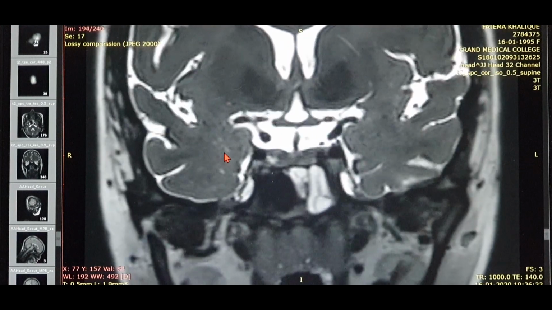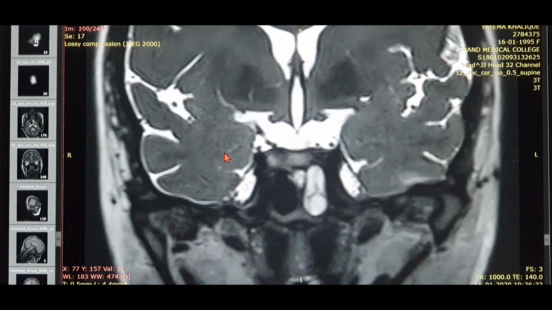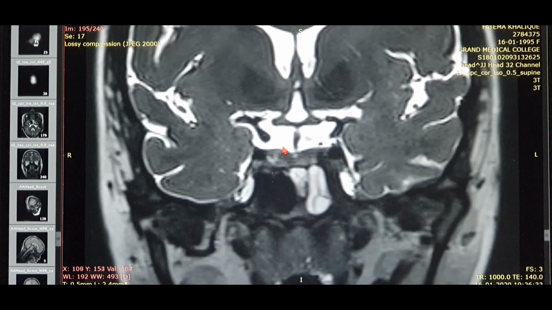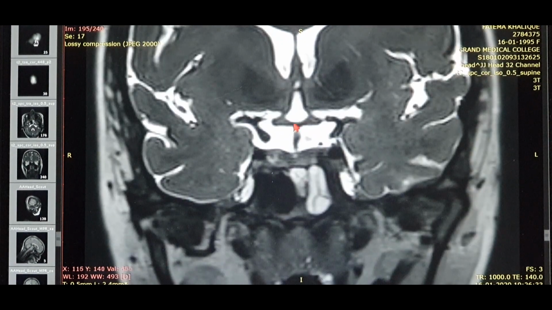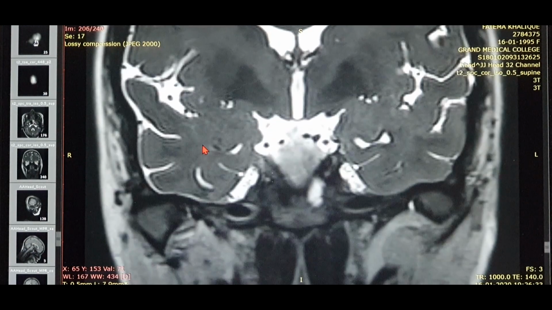Okay, so yeah, that's the sphenoid, that's the cavernous. You can see the pituitary gland very clearly. You can see this is the third ventricle. Okay, that's the lateral ventricle, that's the third ventricle. You can see over here it's a pituitary gland. You can see the pituitary stalk, you can see over here very clearly.